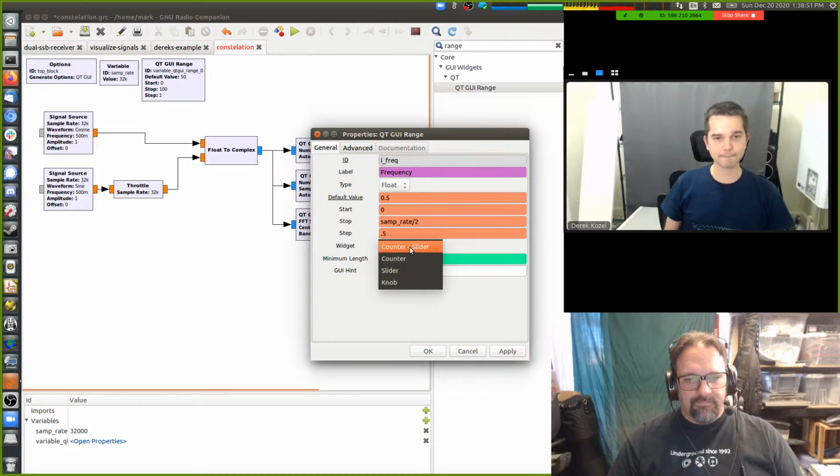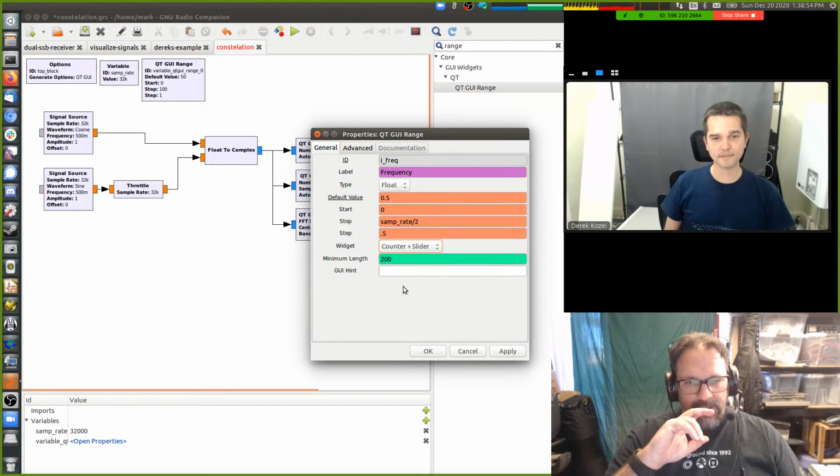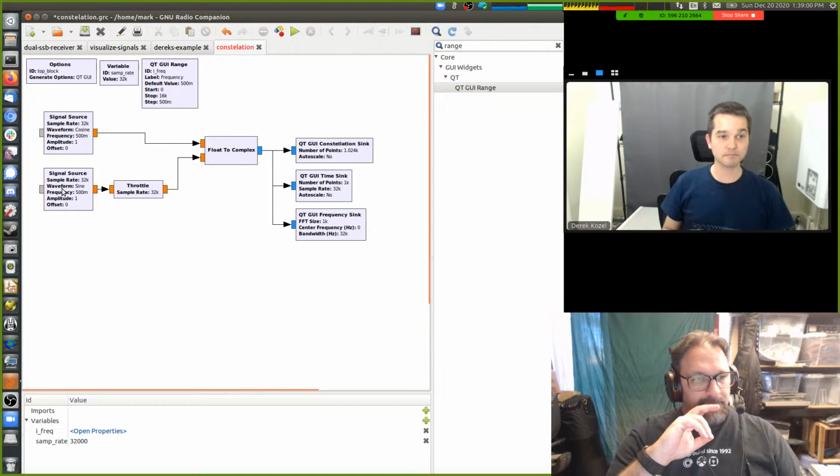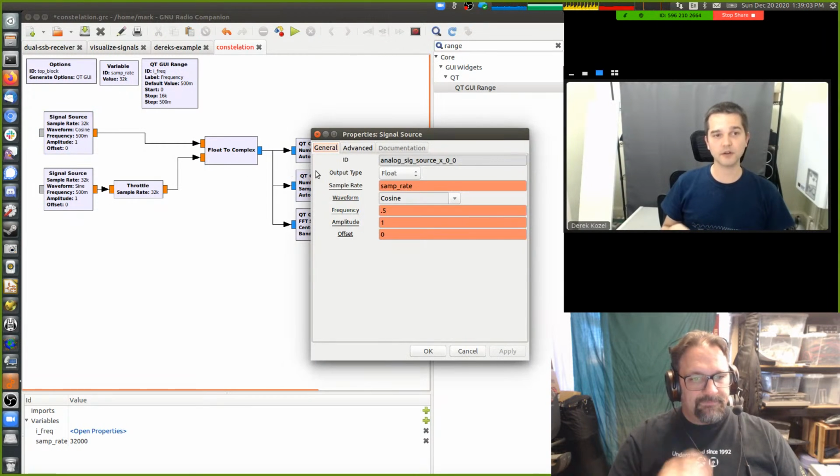Okay. Counter and slider, yes. Okay, cool. So hit OK, and go into both of the signal sources and load I_frec in place of the frequency.